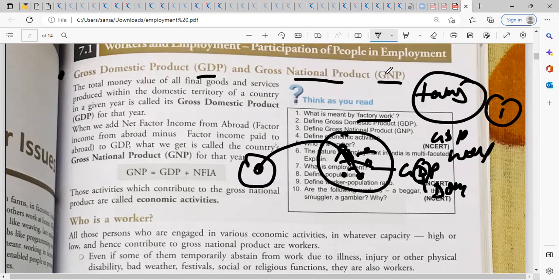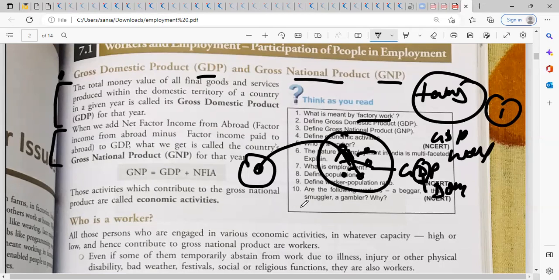I'm getting money not from my own country, but from the national itself, right? So let's just understand GDP. The total money value of all the final goods and services produced within the domestic territory of a country in a given year is called GDP, right? And when the net factor income from abroad is added to GDP, we call it GNP.